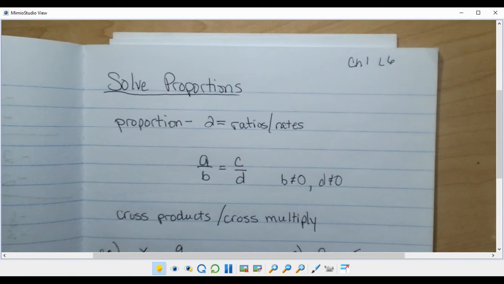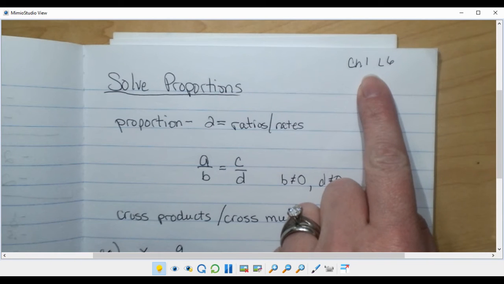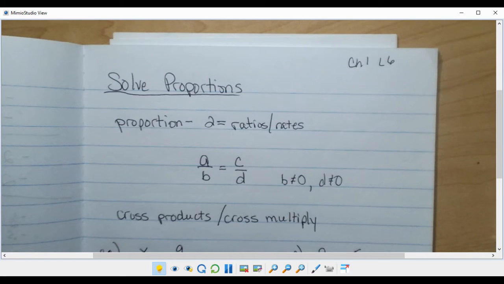So today we're going to start talking about proportions, and today specifically solving proportions. If you need to look something up, this will be chapter 1, lesson 6, and we're actually going to do this over the course of several days. Today we're going to focus on what a proportion is and how to solve it. And then we'll get into how to set them up in the coming days.